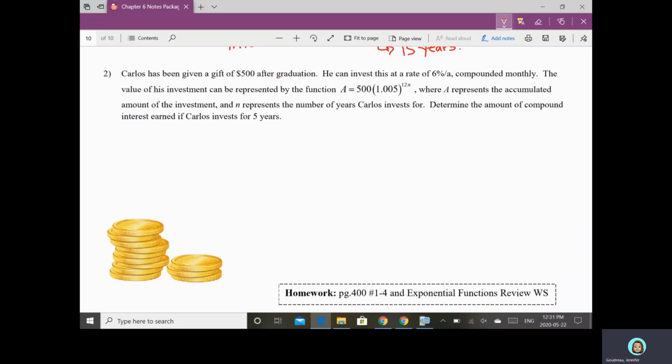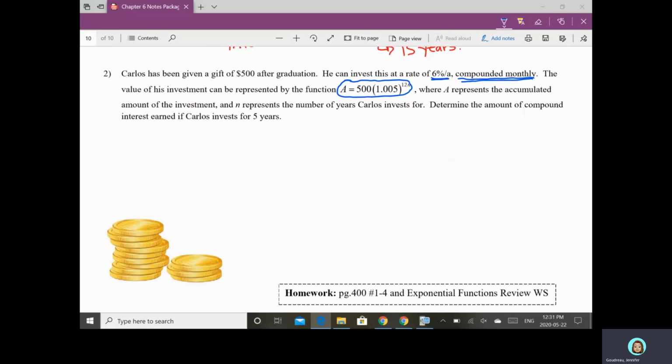Carlos has been given a gift of $5,000 after graduation, $500. He can invest this at a rate of 6% per annum per year. Oh, but look at this one, compounded monthly. So this is a question where it is not compounded annually. The value of this investment can be represented by the function A equals 500 times 1.005 to the power of 12n. We are given the exponential function in this case because the interest is not compounded annually.